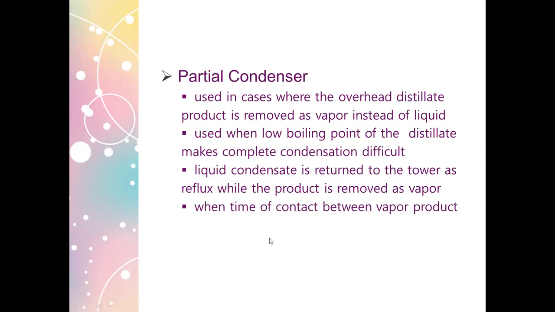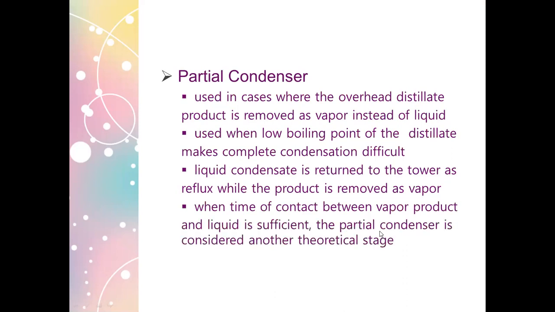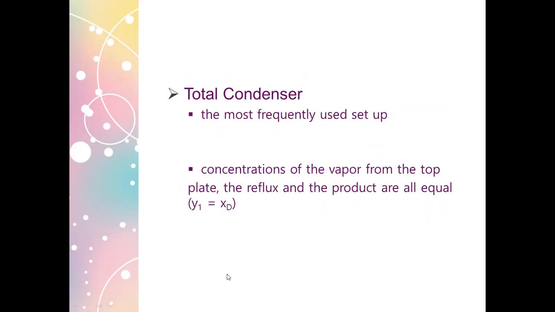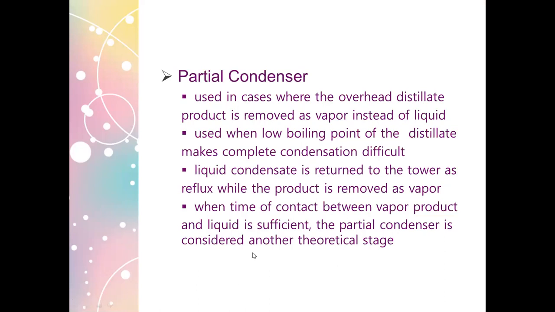When the time of contact between the vapor product and the liquid is sufficient, and this is often the case, class, the partial condenser is considered another theoretical stage. Since it is considered another theoretical stage, instead of subtracting only one from our theoretical number of stages, we need to subtract two. That way, we are only accounting for the number of stages in our column, not taking into consideration the condenser and the reboiler.